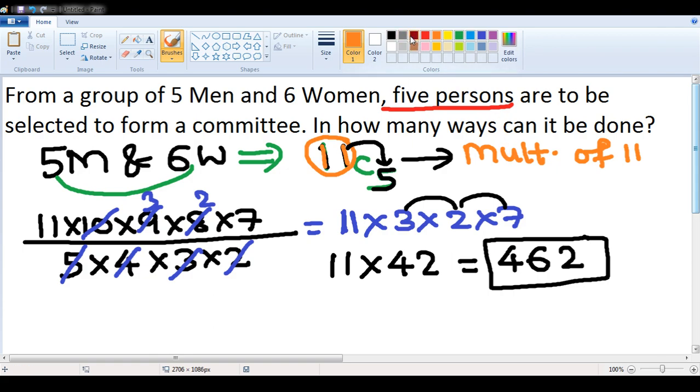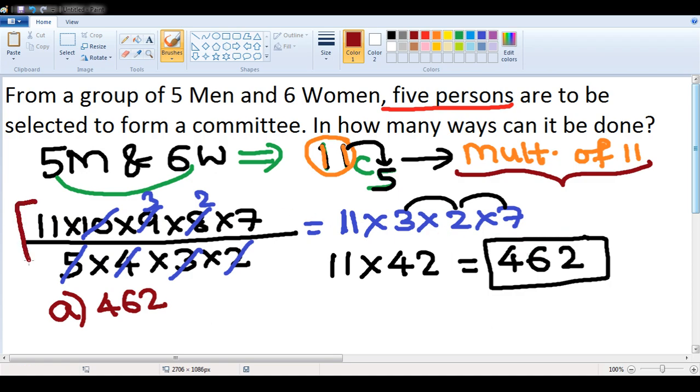I already said initially that the answer should be a multiple of 11. Suppose out of 4 options, there is only one option which is a multiple of 11, so that you can mark it directly instead of doing all these calculations and wasting our time. What is the divisibility rule of 11? Sum of the odd places should be equal to sum of the even places. Odd places is 4 plus 2, 6. Even place is also 6. So sum of odd places is equal to sum of even places. Therefore, it is a multiple of 11.